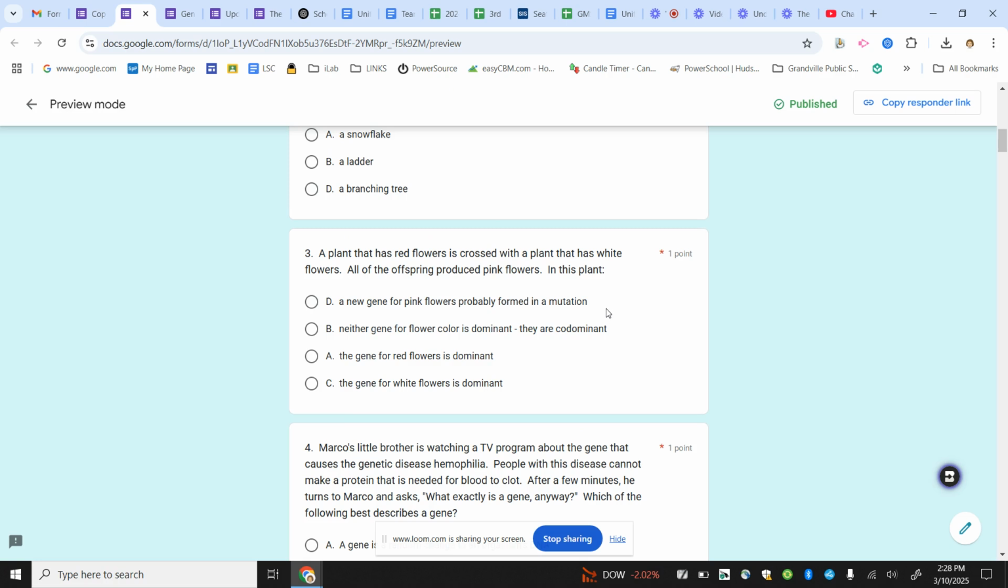Number 3, a plant that has red flowers is crossed with a plant that has white flowers. All the offspring produced pink flowers. In this plant, A, the gene for red flowers is dominant. B, neither gene for flower color is dominant. They are codominant. C, the gene for white flowers is dominant. D, a new gene for pink flowers probably formed in a mutation.